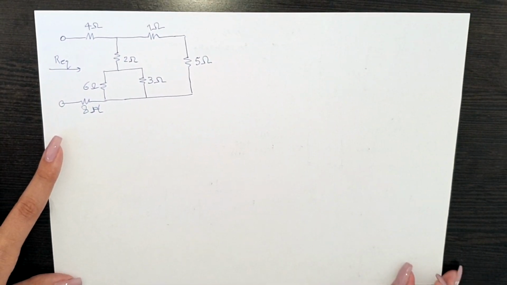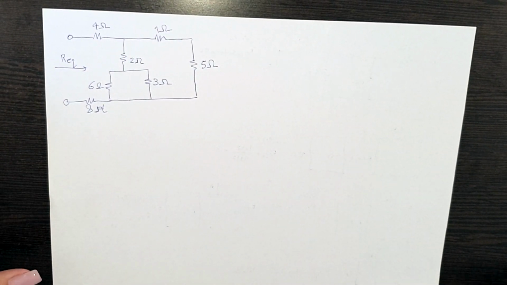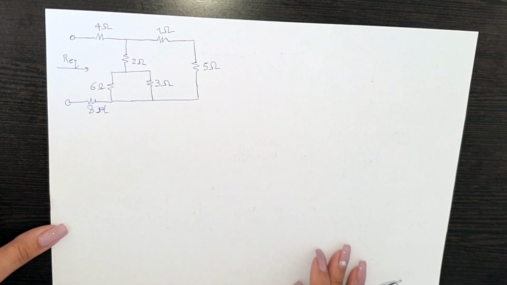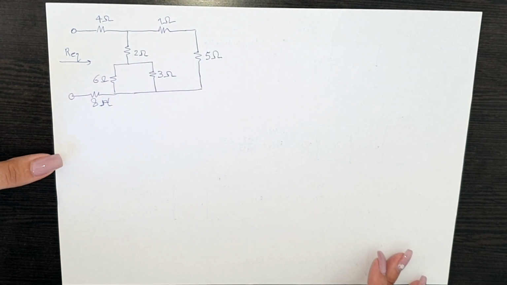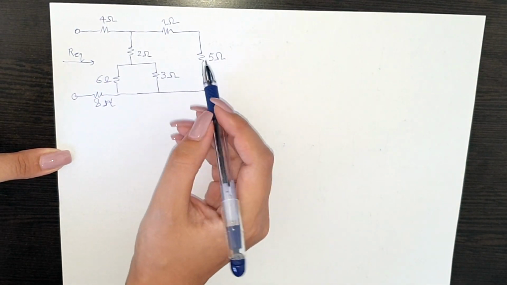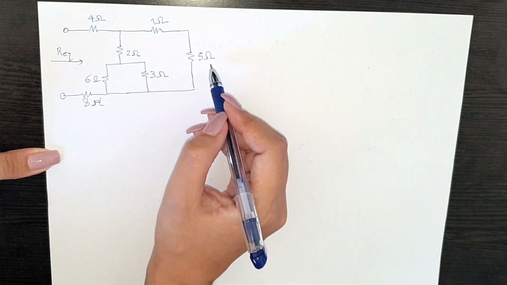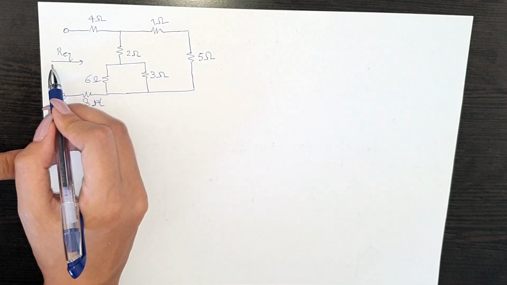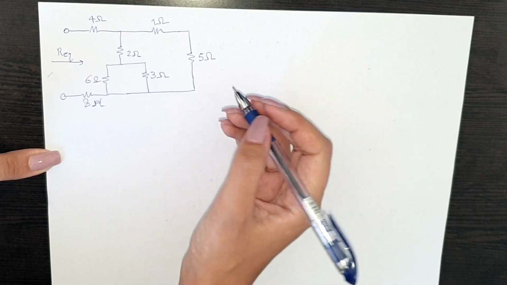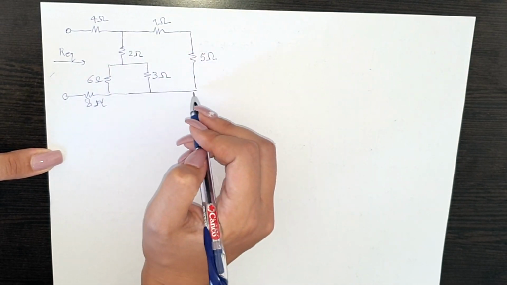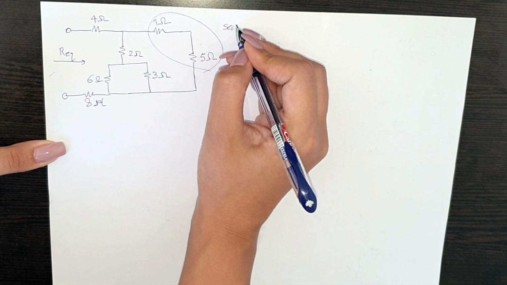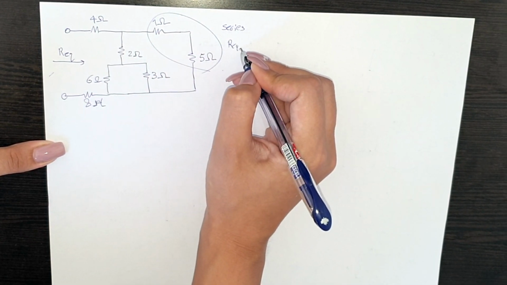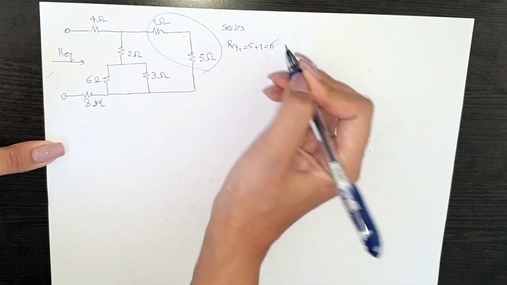I'm going to be solving one more example for you guys in here. It may seem a little bit more complicated, but it's not. As you can see here, first of all, we start from the most right one when we want the most left equivalence. They're connected only from one side, and from the other side they're not connected to each other, so they are in series, and their R equivalent is 5 plus 1, which is 6.